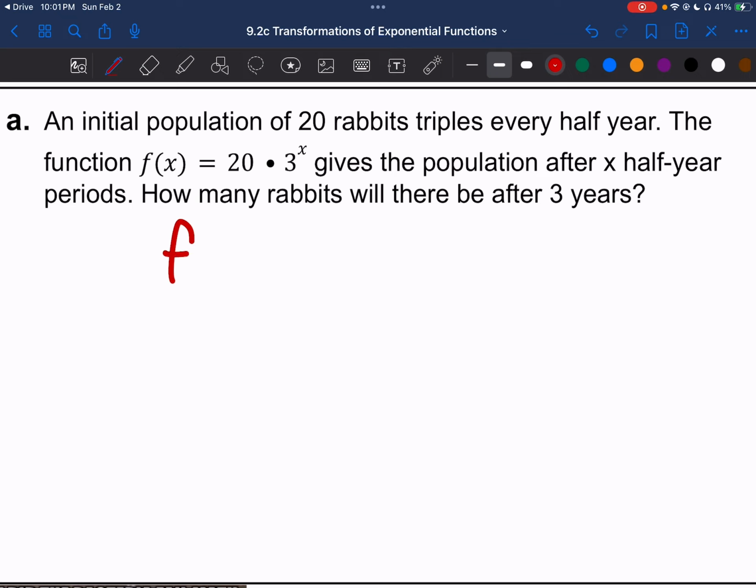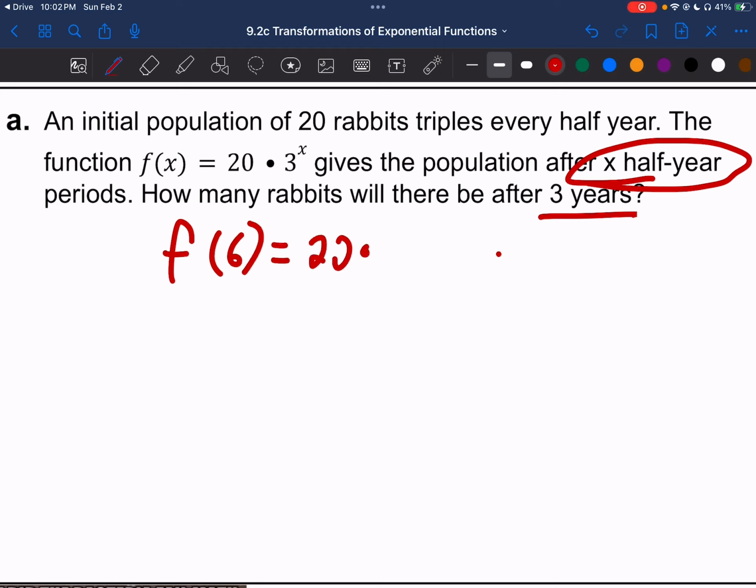So we substitute in f of 3, although it's 3 years, and these are half-year periods. So we're going to take 3 and we're going to raise it to what power? So if it's half-year periods, how many half-year periods are there in 3 years? It's going to be 6. So we have 20 times 3 to the 6th power.